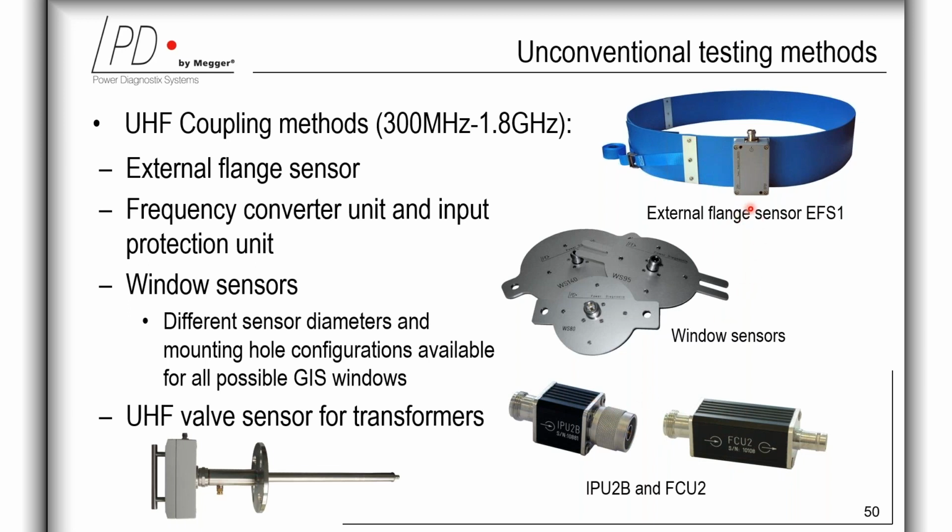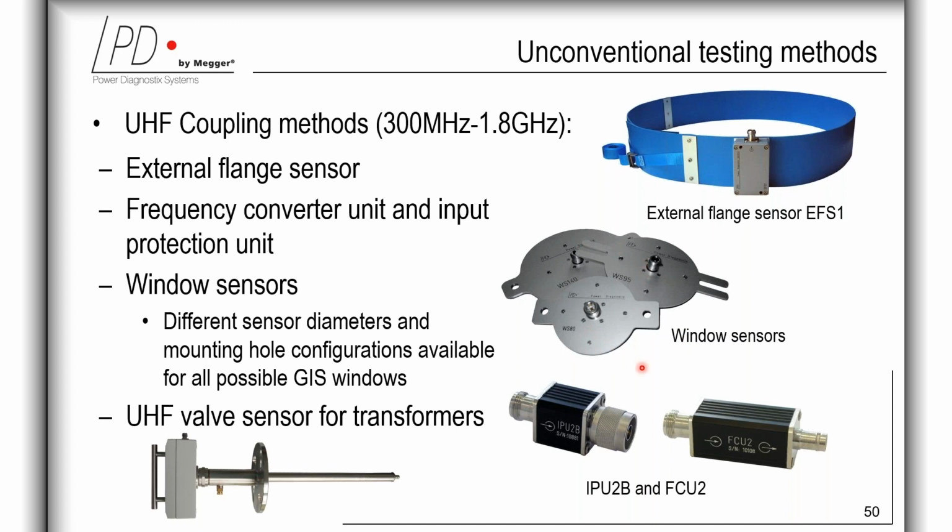External flange sensor is a wideband ultra-high frequency antenna for PD detection on gas-insulated switchgears and gas-insulated lines. And since it's wrapped around the unshielded flange connection, the flange dimensions are required. And regarding external window sensors, they are mainly used to equip older GIS with ultra-high frequency monitoring, and Power Diagnostics offers such window sensors of different sizes to fit the inspection window of the gas-insulated switchgear.